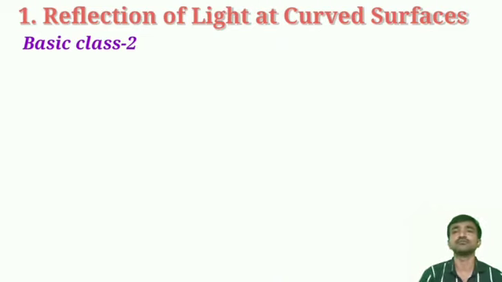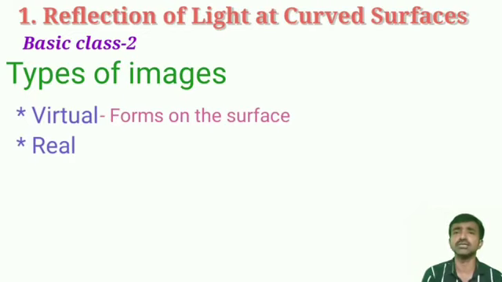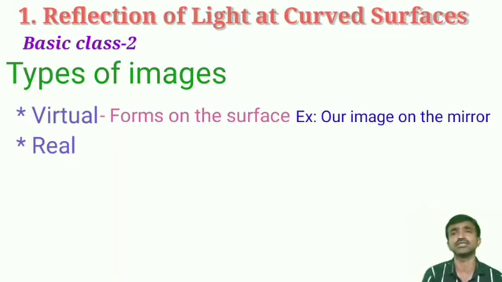These types of images are simply said to be virtual images and real images. The image which can be formed only on the surface of the mirror but not on a screen is called a virtual image. A plane mirror is the best example for the formation of a virtual image. It cannot give the image on a screen. Always it forms the image on the surface of a mirror.